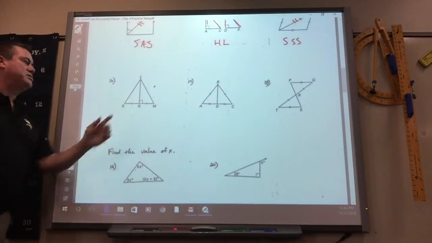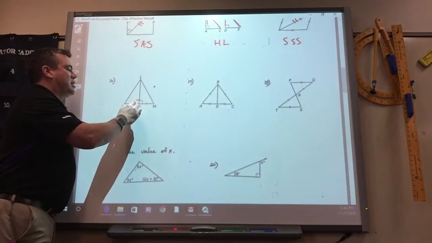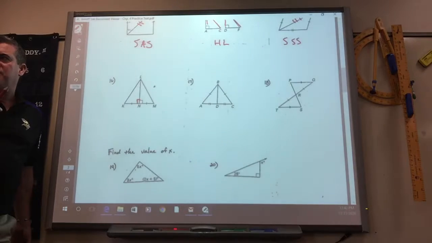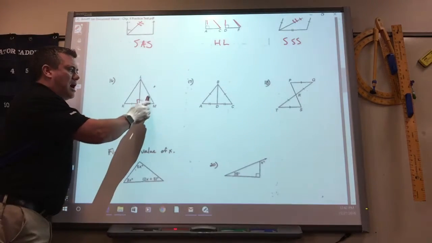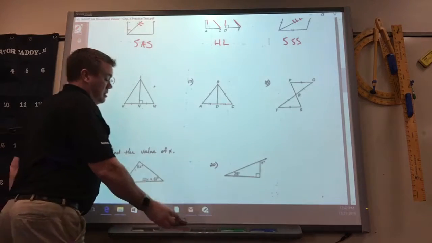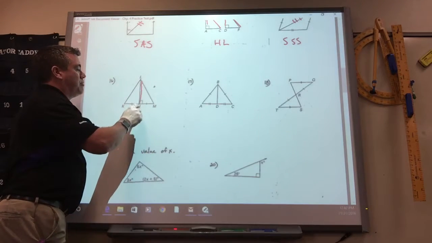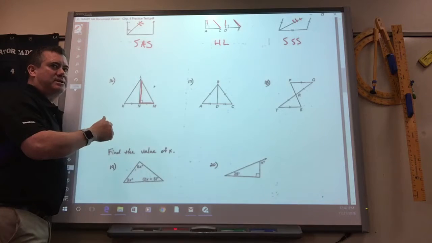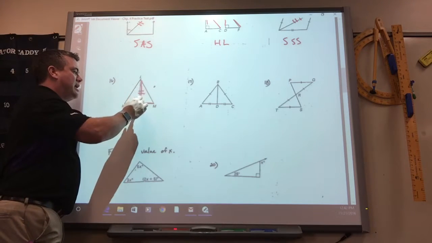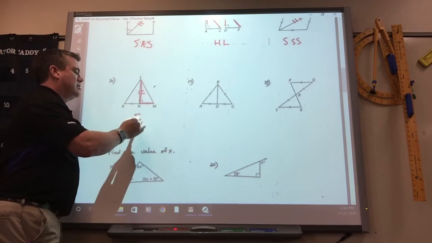16, since this is 90, so is that, but HL doesn't work because we don't know the hypotenuses. Now everyone remember how to spot the hypotenuses? Yep, that's the opposite. Opposite the 90. The two legs form the 90, and then the third side is the hypotenuse. But it does have a shared side, so this would be side, angle, side, side, angle, side.